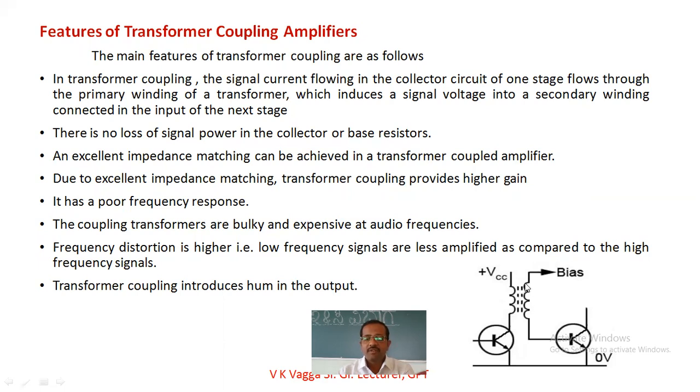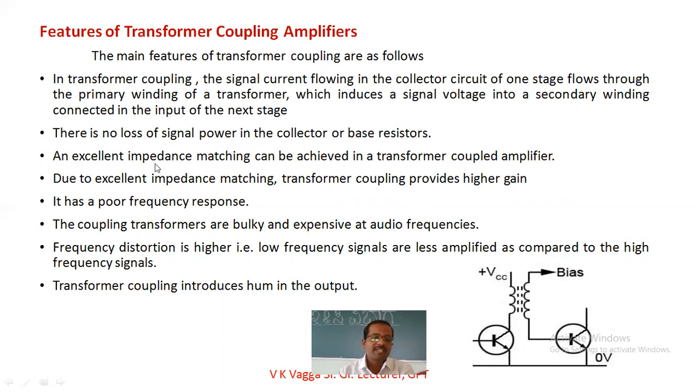This is the secondary winding. It is to be connected to the input of the secondary stage, and the arrangement itself is called the transformer coupling. In this case, there is no loss of signal power in the collector or in the base resistor. Either in the base or in the collector, there is no power loss.